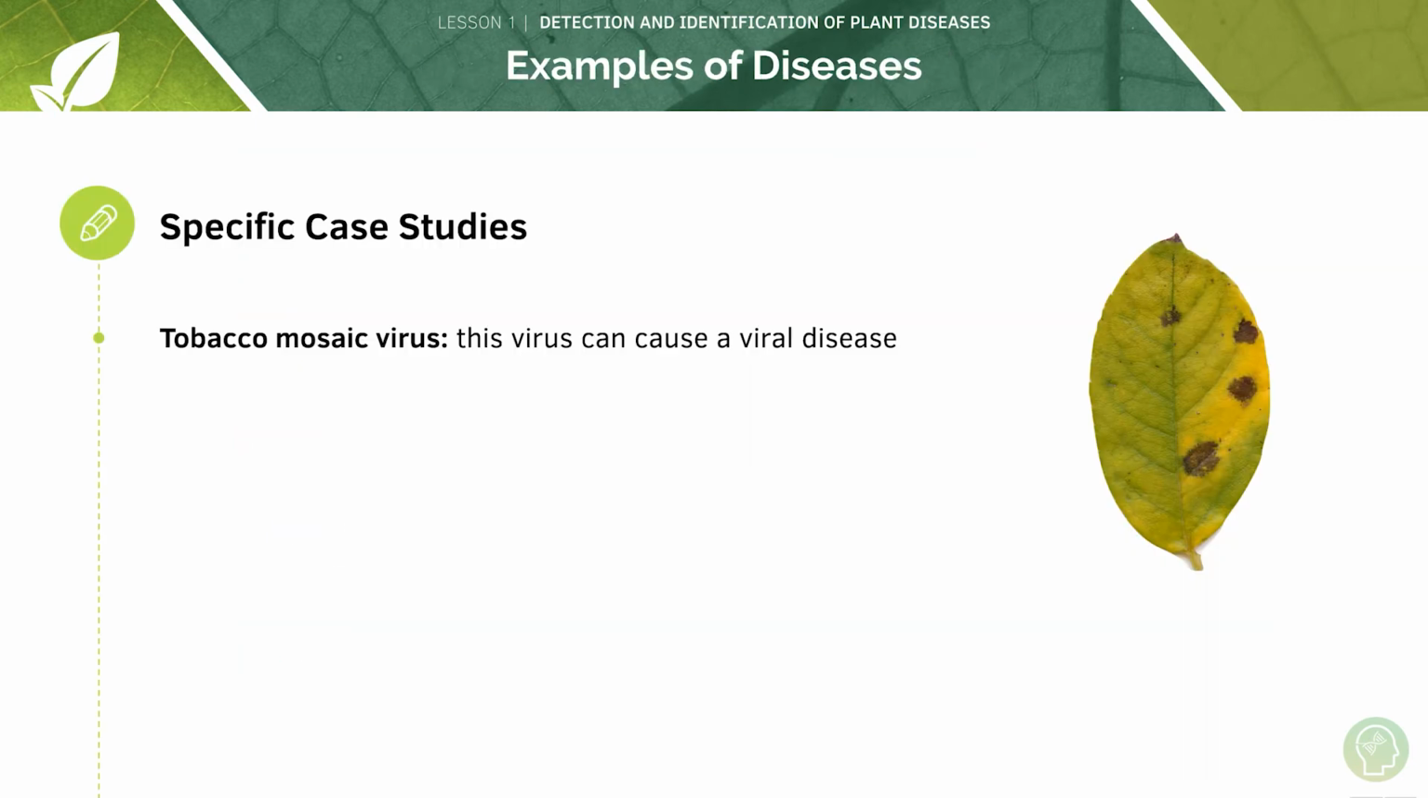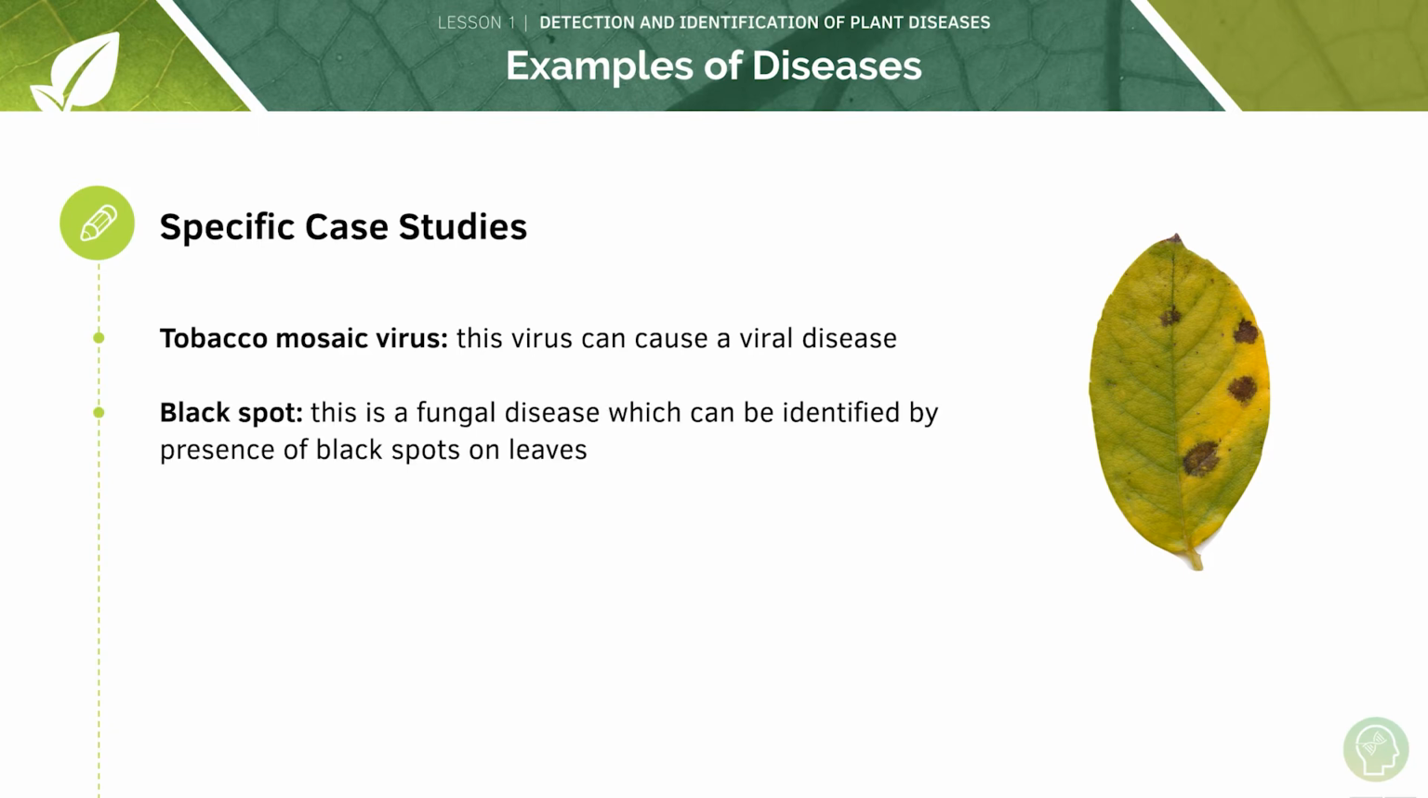So just looking at some case studies, so tobacco mosaic virus can cause a viral disease. Black spot is a fungal disease which can be identified by the presence of black spots on leaves. And aphids are an example of insects which can cause infection. And just bear in mind with these specific case studies, they might be useful to give support to your answers. So, after you say pests can cause plant diseases, you can then write, for example, aphids do this. And this is a good way of supporting your answer with some evidence.